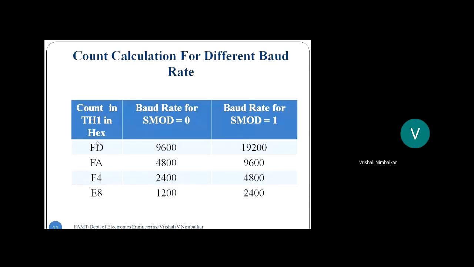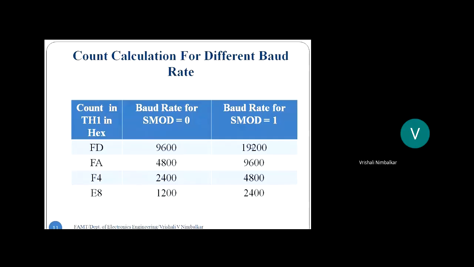Correct. So with FD hex, if FD hex is the count and the SMOD bit is set, I now find what is the baud rate that I get. And the baud rate that I get is 19200. With FA hex count, the baud rate achieved is 9600. We are looking into the last column. With F4 hex count, the baud rate achieved is 4800. And with E8 hex count, the baud rate achieved is 2400.